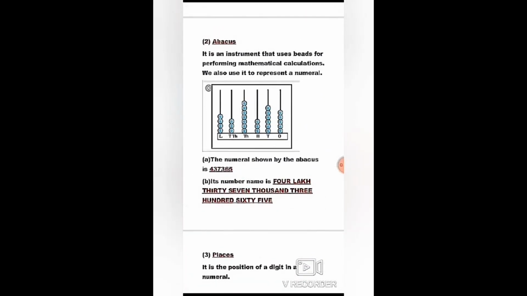Abacus. It is an instrument that uses beads for performing mathematical calculations. We also use it to represent a numeral. Here, the numeral shown by the abacus is 4,37,365. With this help, you can also write the number name. So the number name is 4,37,365.